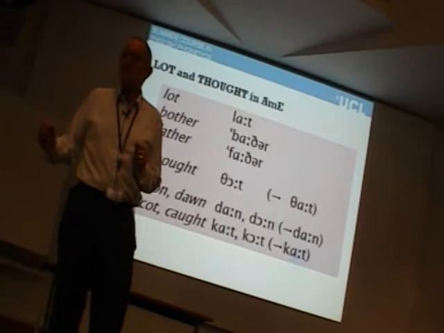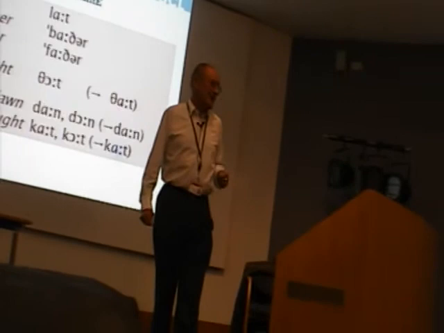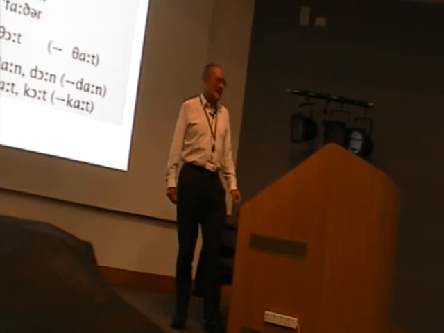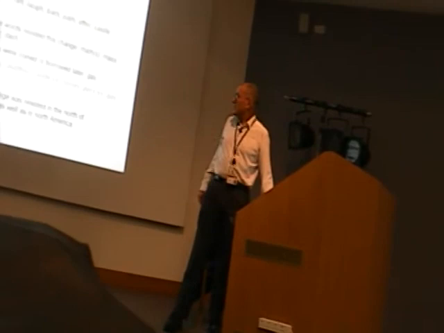Cot and court is another minimal pair, which in Canada or in the west of the United States become identical as cot. Americans, as we said earlier, don't have any R dropping.